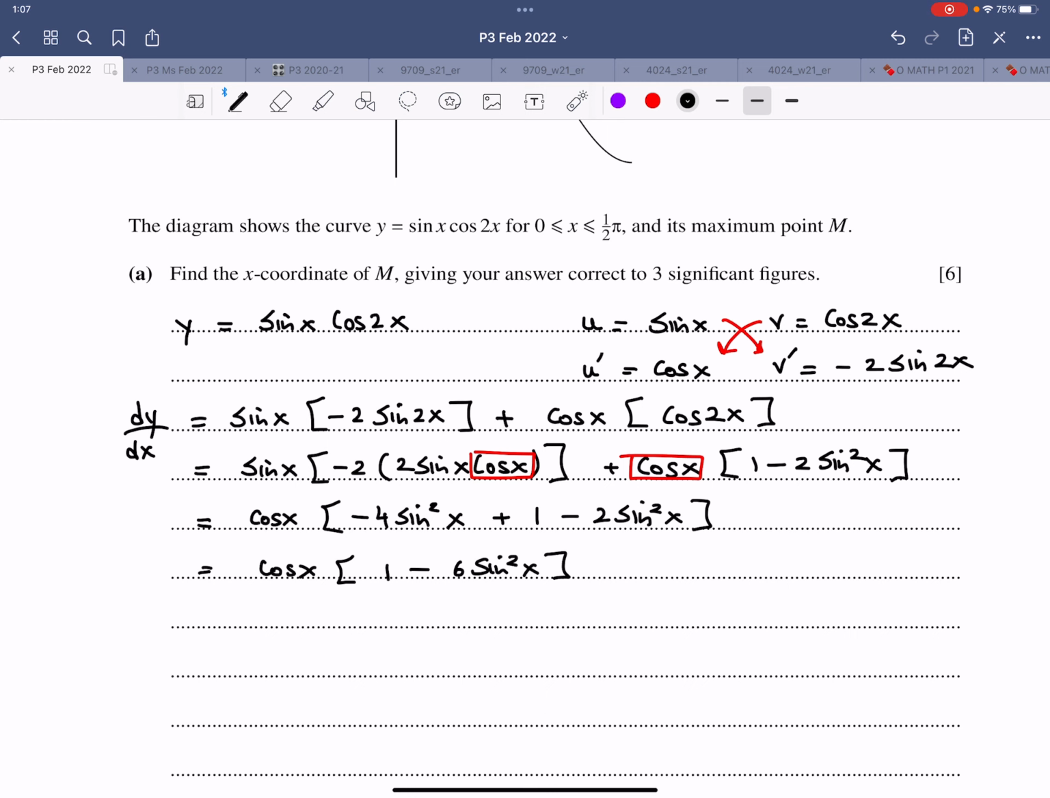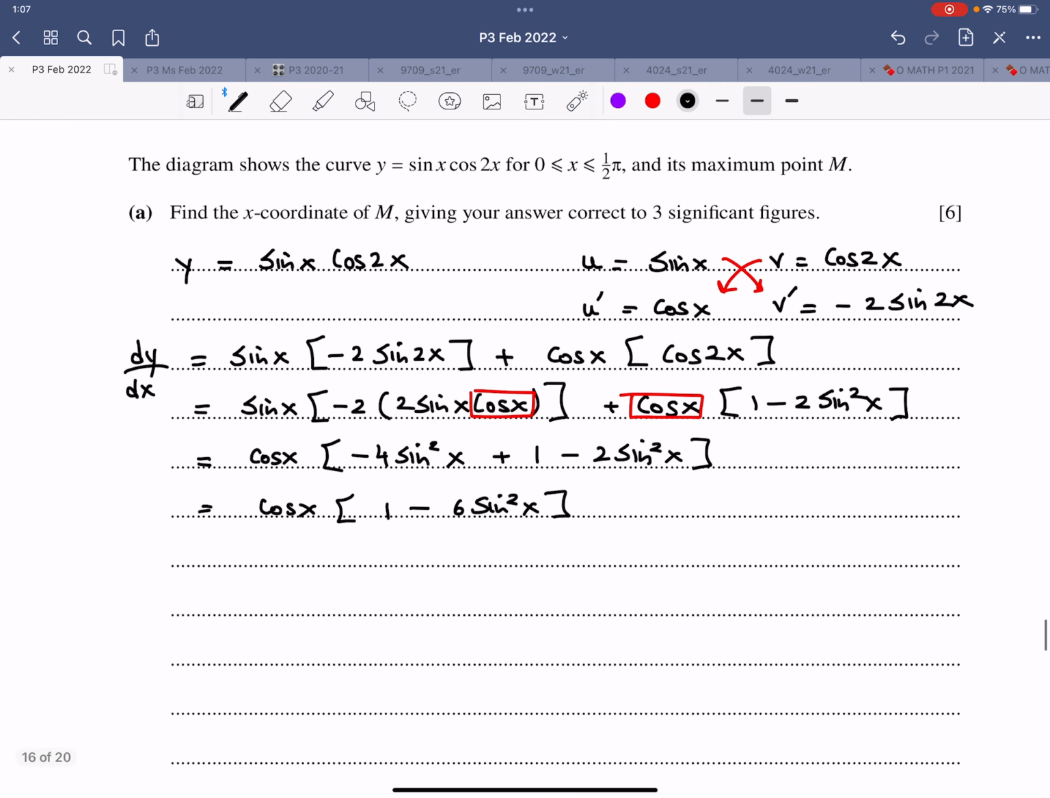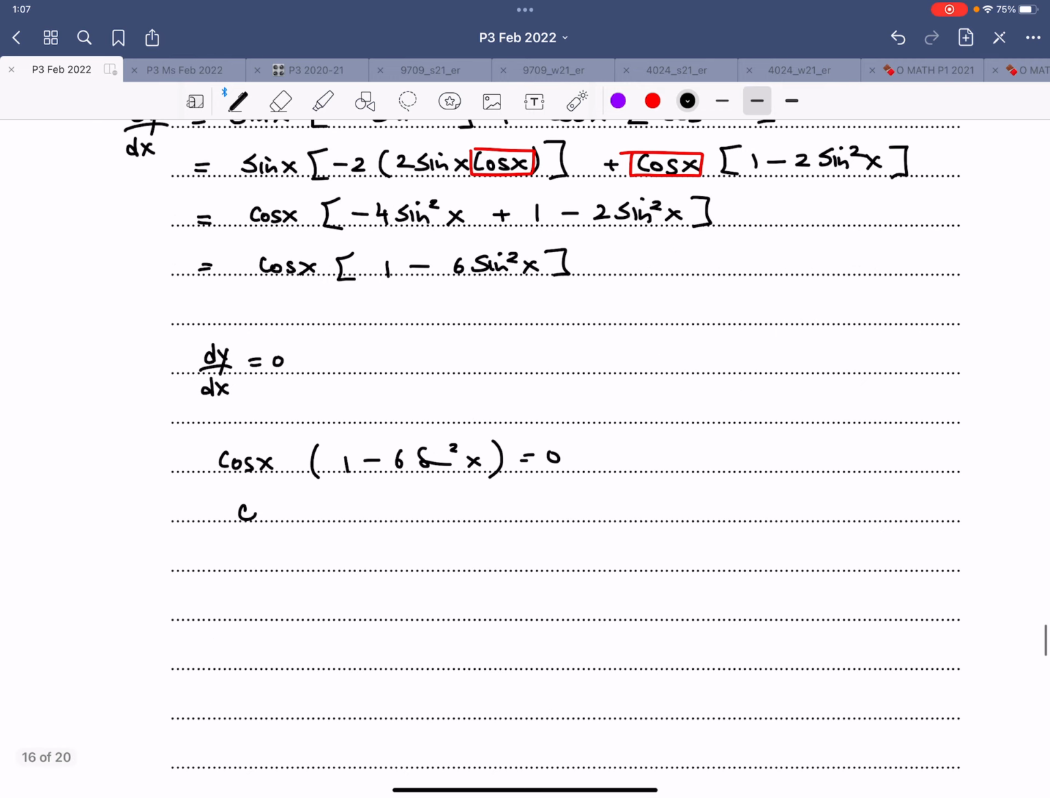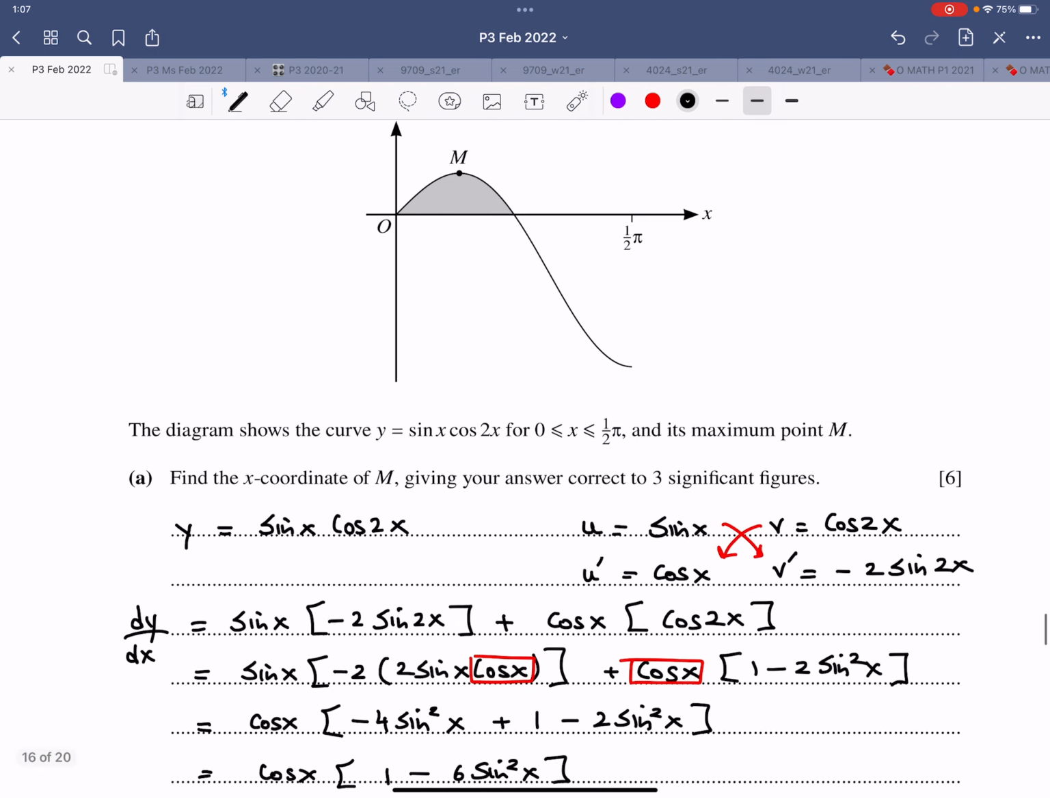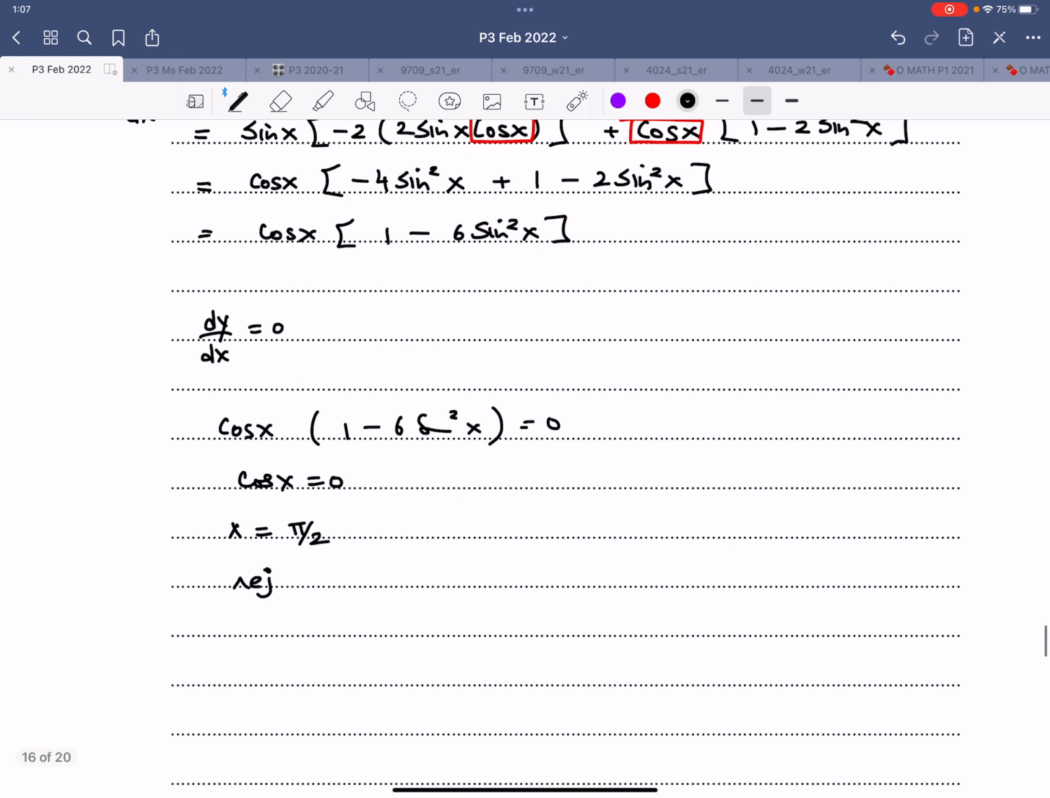Now when you have this, dy by dx equals 0. In other words, cosine x times 1 minus 6 sine square x equals 0. In other words, cosine x is 0. When is cosine x 0? x equals pi by 2. Reject this value because this is not what I am looking for, as pi by 2 is at the corner. Therefore 1 minus 6 sine square x equals 0. Sine square x is 1 over 6. Sine x equals plus minus 1 over root 6.